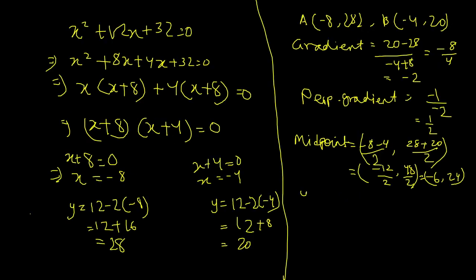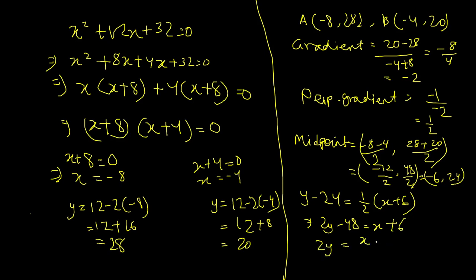So we have y minus y1 with this 24, and then m times x minus x1, so it's going to be x plus 6. So then we have 2y minus 48 equals x plus 6, so 2y equals x plus 54. You could write this in any way possible, but this is going to be the final answer.